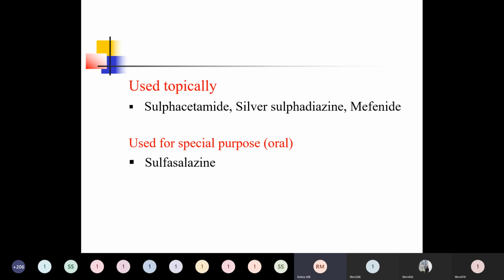The next group is the sulfonamides which are used topically. This includes sulfacetamide, silver sulfadiazine, and mafenide. The other group includes a sulfonamide which is used for a special purpose, that is sulfasalazine. This sulfasalazine is used orally in the treatment of rheumatoid arthritis and ulcerative colitis for its anti-inflammatory action.